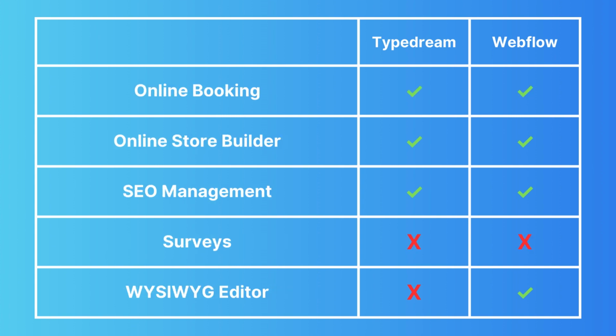So the online booking systems. If you have, for example, a restaurant or an Airbnb, you can add an online booking system in both platforms, as well as an online store builder, which is quite nice. You can build your e-commerce site or your store on both platforms. The SEO management is very well designed and easy to manage, and I love the SEO management of both tools.